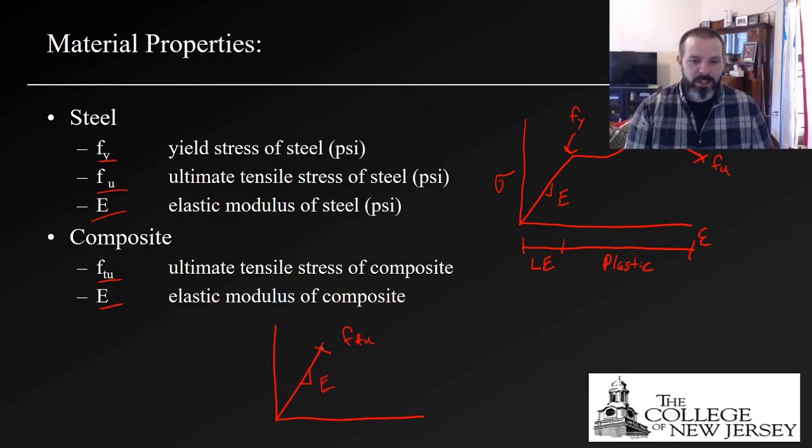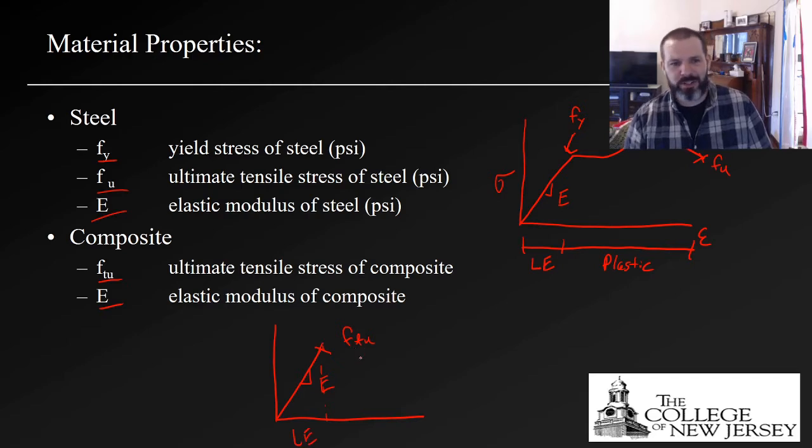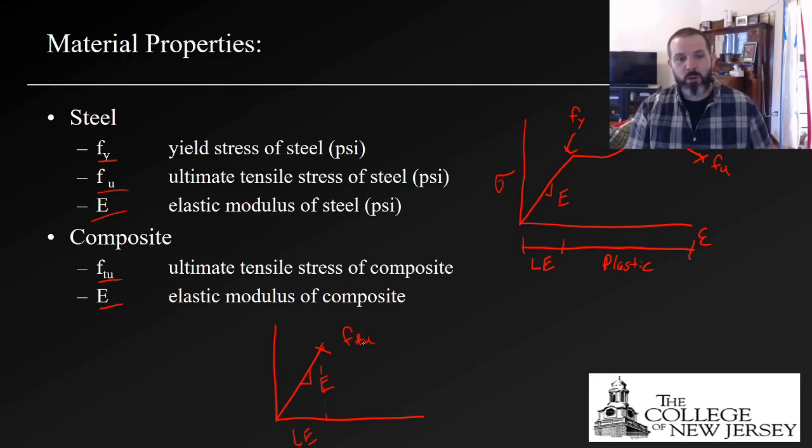But composites being new, they only have a linear elastic behavior, and then they fail. So that can make them a little trickier when you're doing a design. Now, we've talked about a bunch of different material properties, and in this class, we're going to look at how we determine all of these properties and where they come from.